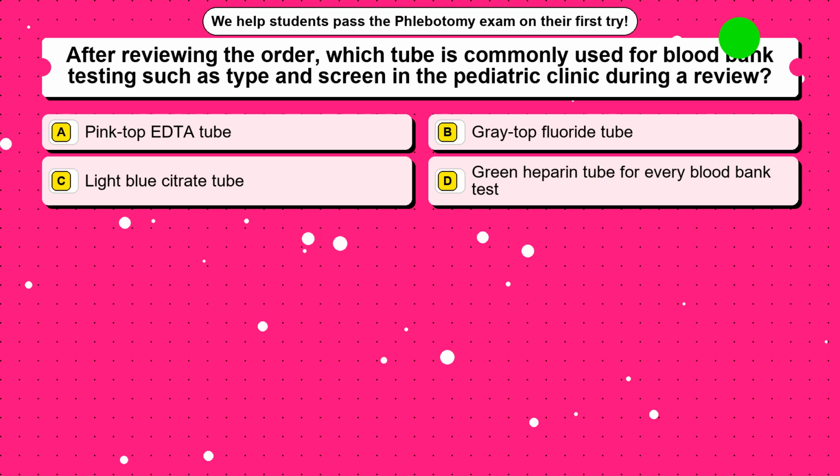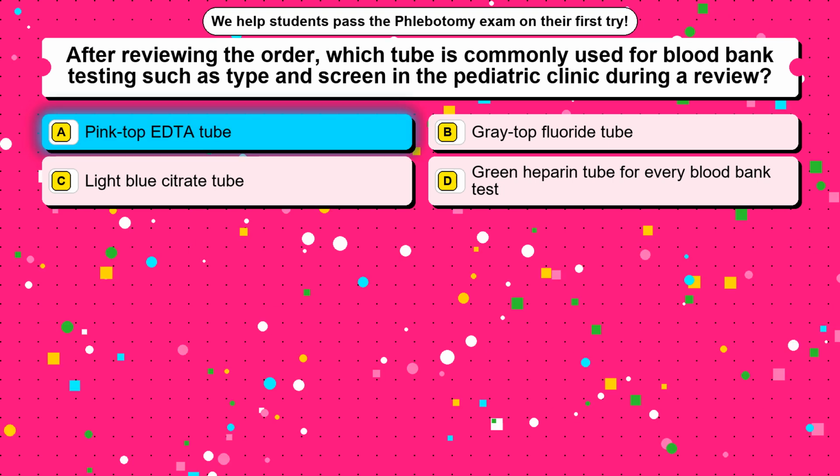Question 52. After reviewing the order, which tube is commonly used for blood bank testing such as type and screen in the pediatric clinic during a review? Option A, pink top EDTA tube. Option B, gray top fluoride tube. Option C, light blue citrate tube. Option D, green heparin tube for every blood bank test.